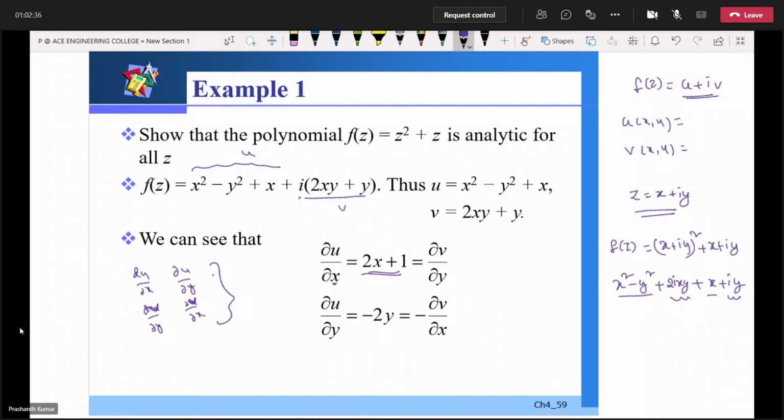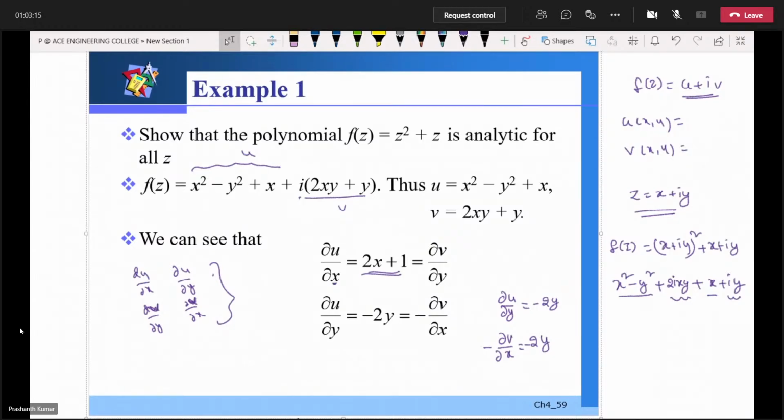So what is dou u by dou y here? This is dou u with respect to y, so this is 0 and this is 0. This is minus 2y, I am writing minus 2y. And what is dou v by dou x? It becomes 2y. But if you take minus 2y out, minus 2y is equal to minus dou v by dou x.